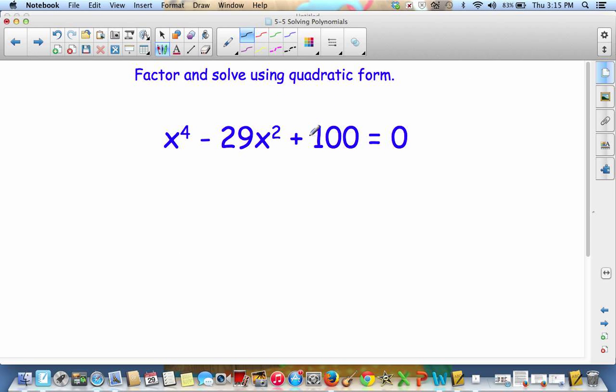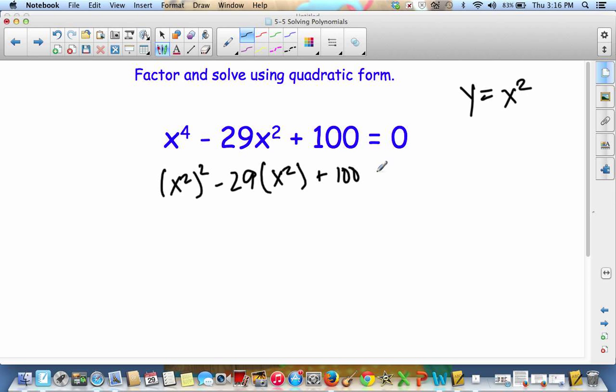So when we factor and solve, now we're going to take a step further and set it equal to 0. So y does end up equaling x squared, because x squared to the second is x to the fourth, minus 29x squared plus 100 equals 0. So let's substitute this y in so it's easier to factor.